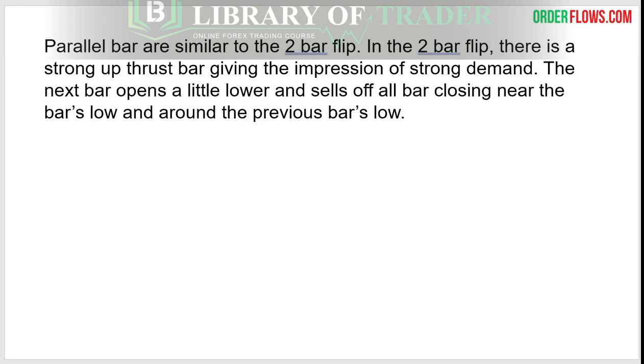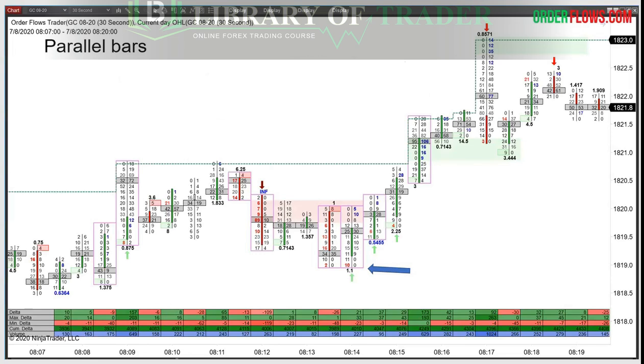Now, parallel bars, if you're familiar with the 2-bar flip, right? The 2-bar flip is very similar to parallel bars. There's a strong upthrust bar giving the impression of strong demand. The next bar opens a little lower and sells off all bar, closing near the lows. Now, on a 2-bar flip, you have one big solid green up bar followed immediately by a big solid down bar. That's the 2-bar flip. But I'm saying parallel bars, you can have a flip or you could also have it in the same direction.